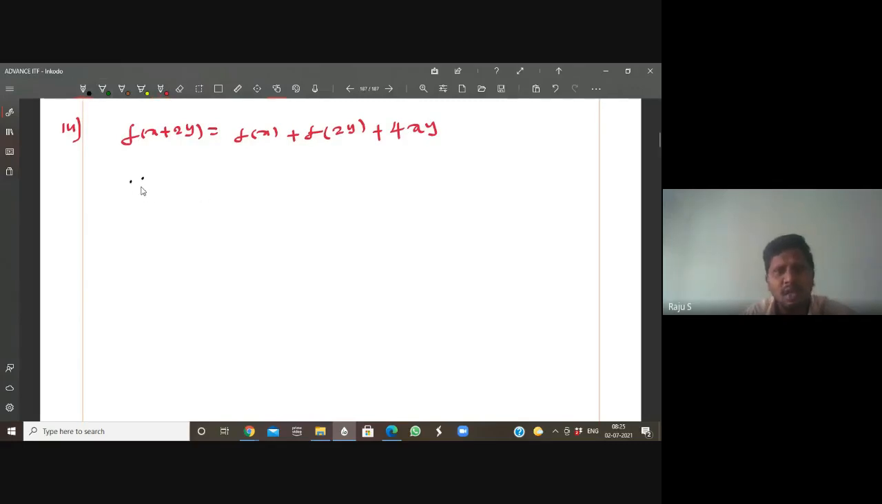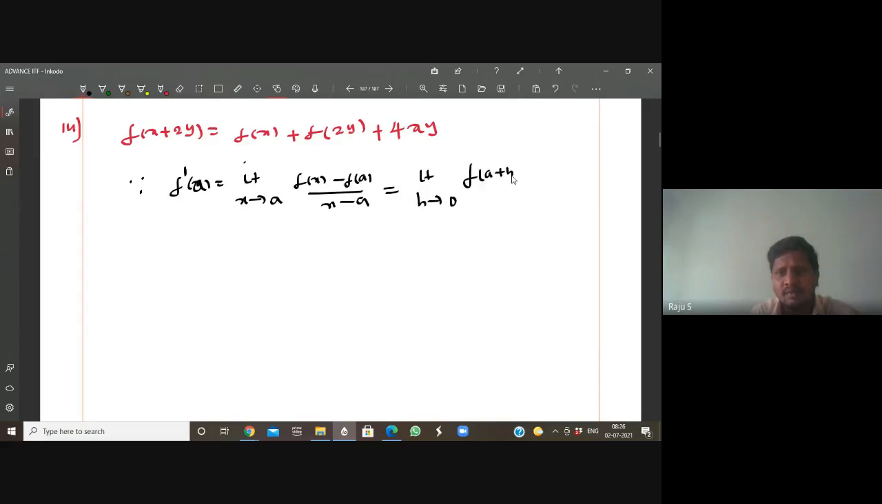Now, since we know that formula, what is f dash of x? Two formulas are there. In the previous class, I gave the first formula. The function f of x is said to be differentiable at the point x is equal to a. Then f dash of a is given by f of x minus f of a by x minus a. This is one formula, or else limit h tends to 0, f of a plus h minus f of a by h.